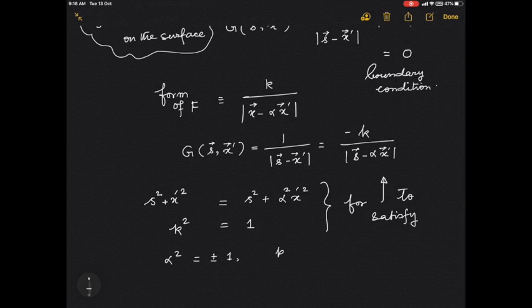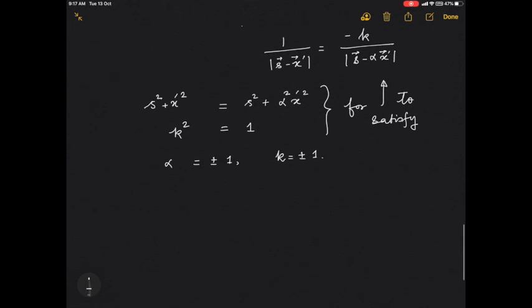Alpha square is plus or minus 1, and I'm sorry, alpha is plus or minus 1, and k is also plus or minus 1. Okay, and remember that you have to satisfy this. This is not equal to G anymore. So I have to satisfy this. So let's see what I can get. So let's choose k equals 1 and alpha equals 1.